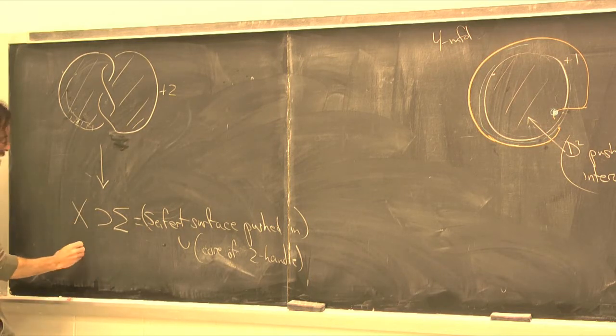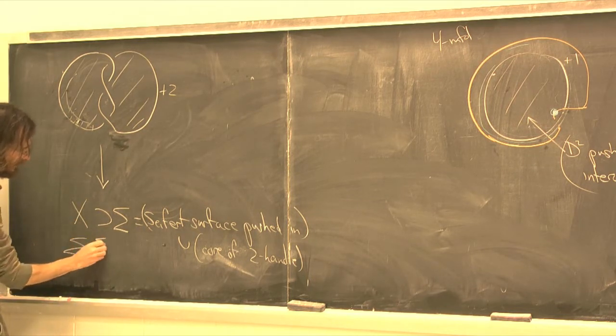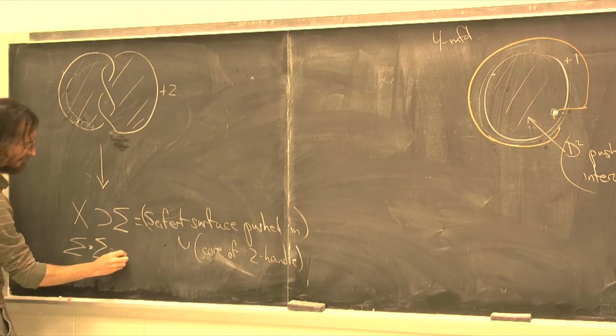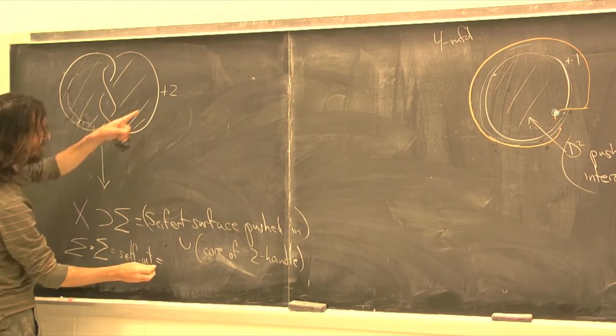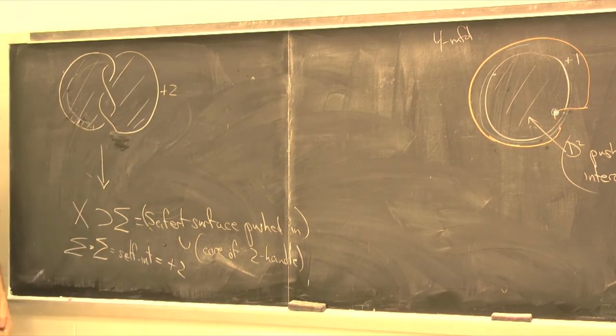And then the self-intersection, which is often denoted sigma dot sigma, this is really what you get when you push sigma off itself, will be, in this case, +2. It'll be whatever that framing is.